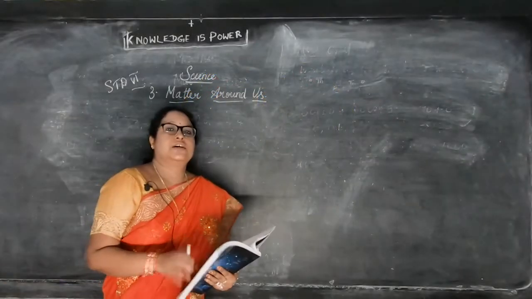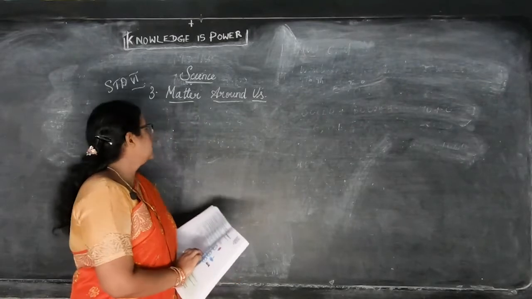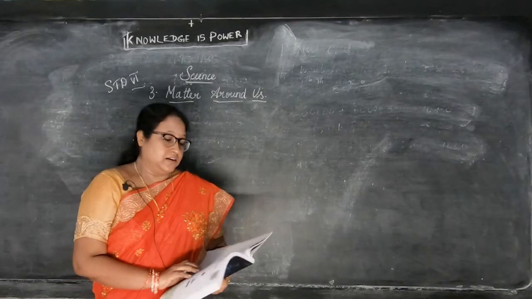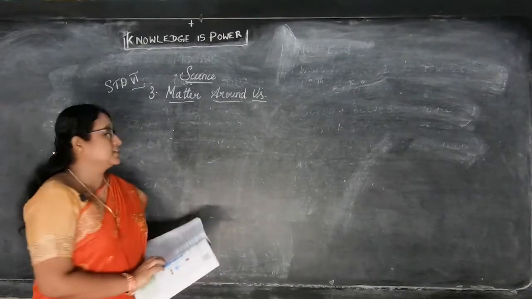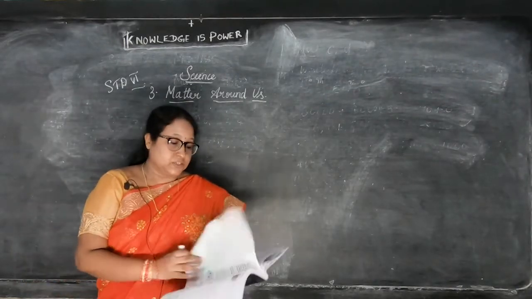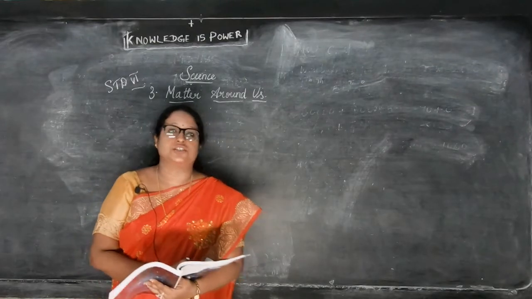Good morning, children. In today's session, I am going to take science for the 6th standard. That is lesson 3. We have already finished 3 lessons. This is unit 3, matter around us. In this lesson, first we'll see the introduction, children.